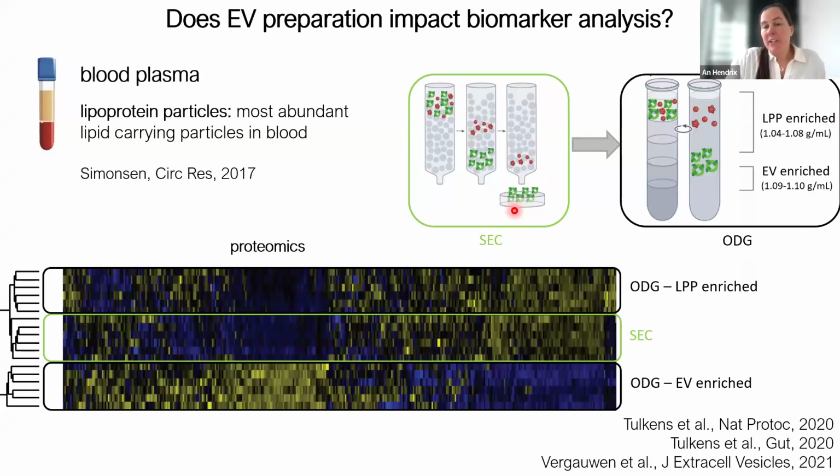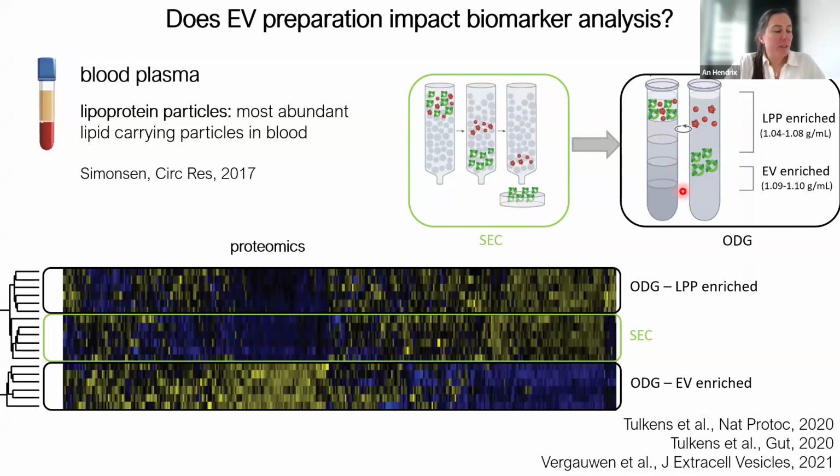What is very striking here is that the sample that elutes from the size exclusion chromatography column resembles the lipoprotein fraction more than it resembles the extracellular vesicle fraction, meaning that the level of lipoprotein contamination upon size exclusion chromatography is substantially high and thereby partially masks extracellular vesicle enriched proteins.